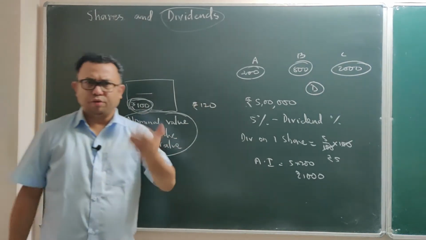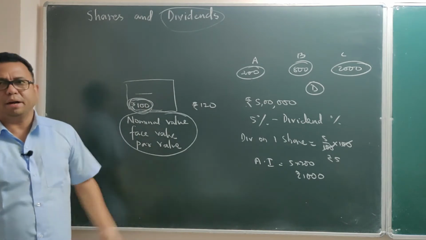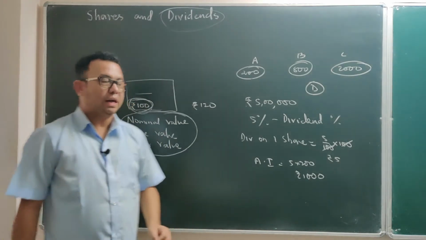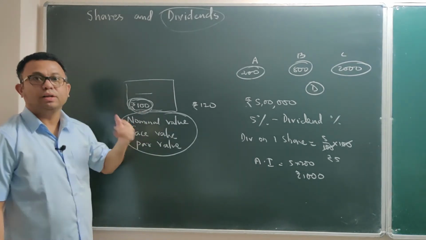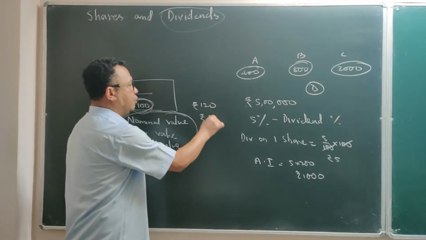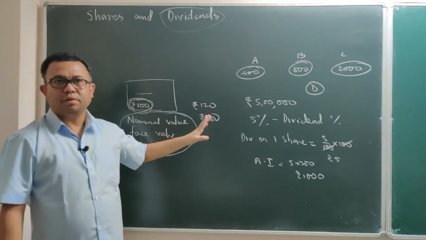Or if the company is doing very badly, nobody wants to buy the share of this company. If it is doing very badly, no profit, losses every year, it means nobody wants to buy the share. So in that case, nobody wants to buy it at 100. So in that case, the company may have to sell the share at maybe only 80 rupees, less than the nominal value. Sometimes it will go higher and sometimes it will go lower.